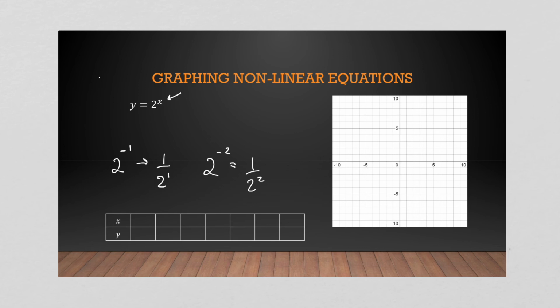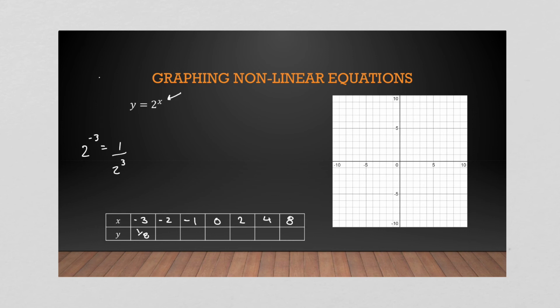And since x is in my exponent, let's pick some negative values. So negative 3, negative 2, negative 1, 0. And then let's go 2, 4, 8, just to see what happens. So when x is negative 3, you have a negative 3 exponent, which means you have 2 to the negative 3, which means you have 1 over 2 to the 3, which is 1 over 8. So it's a small number.